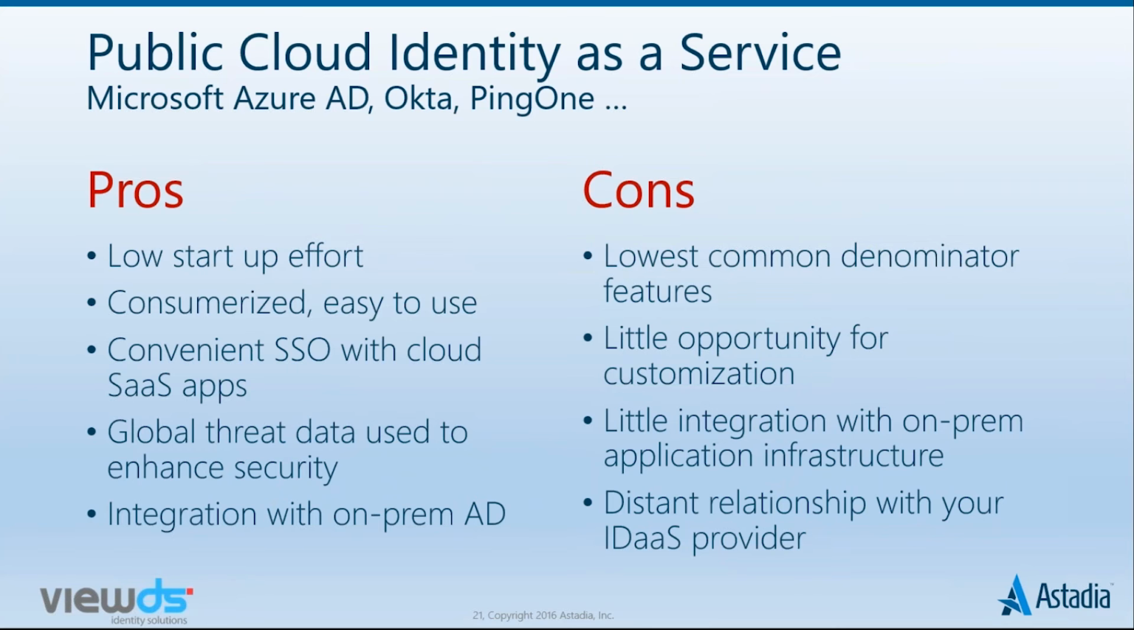The second approach is public cloud identity as a service. And these are the identity services that are provided by companies like Microsoft with Azure AD, or Okta, or Ping One, and there are a few others. And these public cloud IDaaS providers are really focused on cloud applications. They're focused on users consuming web applications over the internet.